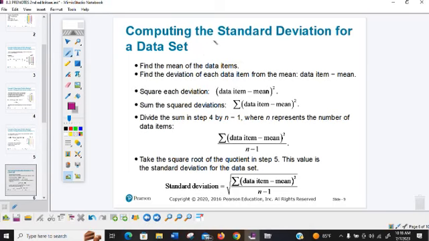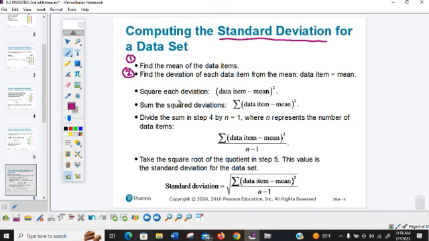In this video, we're going to learn how to compute standard deviation. Okay, so not just deviations from the mean, but the standard deviation for a data set. So here's some steps. First, you find the mean. That's your number one. Number two, you're going to find the deviation of the data from the mean. That's what we did in the last example.